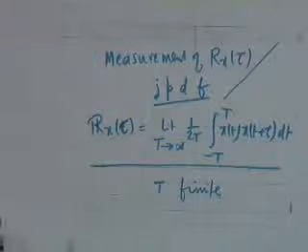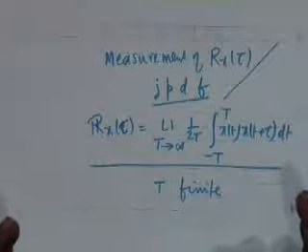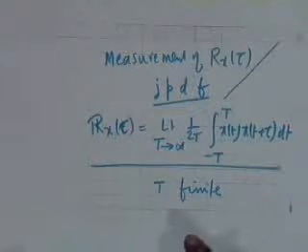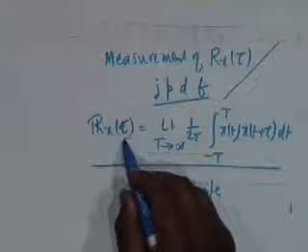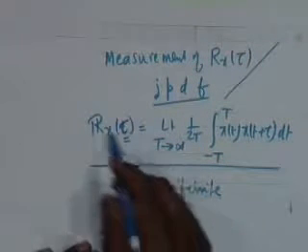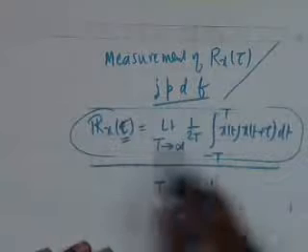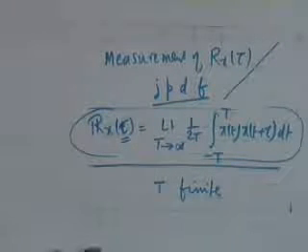Then the question arises, you measure over an interval capital T, let us say 0 to capital T, what should be the value of tau? Obviously, tau is a finite quantity. In this definition, capital T goes to infinity, but tau is a finite quantity.